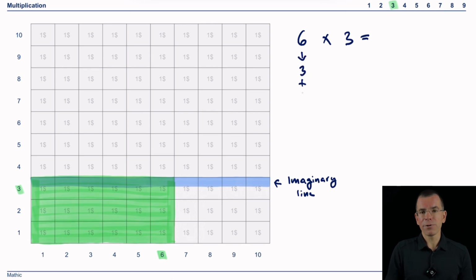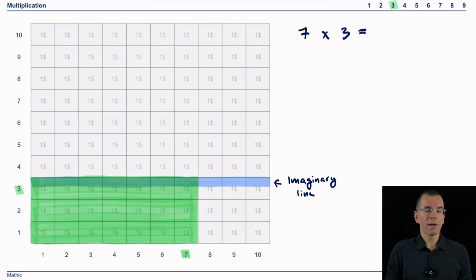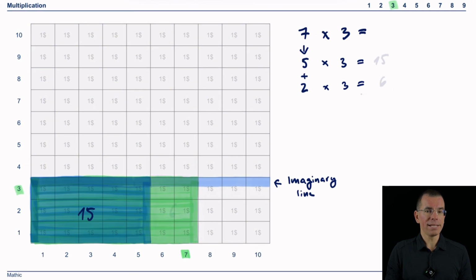Alternatively, we can leverage the property of number 6 being 3 plus 3. Thus, we can do the multiplication in 2 steps. Multiplying 3 times 3 firstly, and then adding 3 times 3 on top. 7 times 3, let's split 7 into 5 and 2 and do the multiplication in 2 steps, counting 5 times 3 first, and then adding 2 times 3 on top.